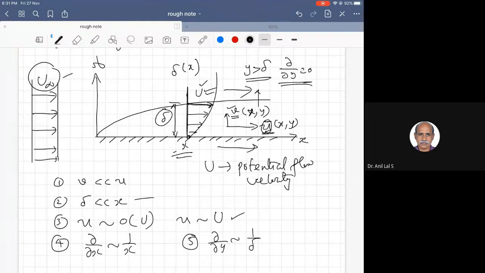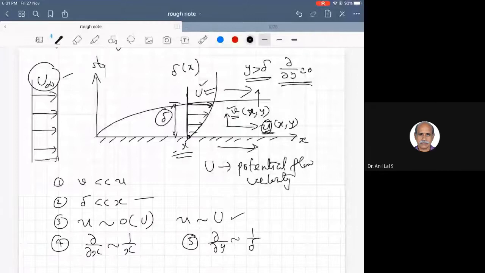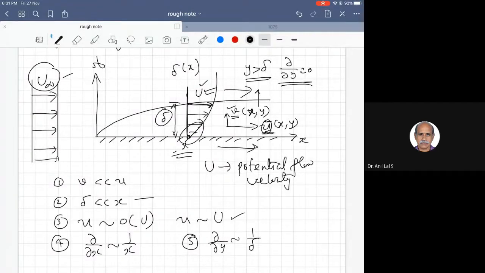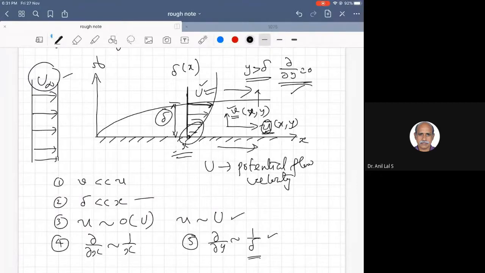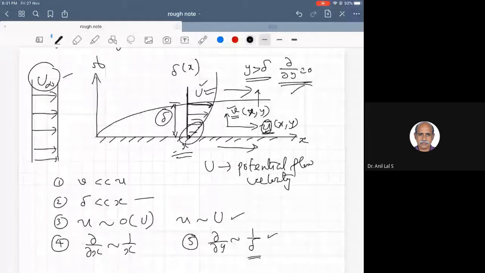So as y increases, the gradient reduces. The gradients are more here for smaller values. So as y increases, the gradient reduces, and it scales as ∂/∂y as 1 by delta. So these are the basic assumptions Prandtl has taken to simplify the Navier-Stokes equation for the boundary layer.